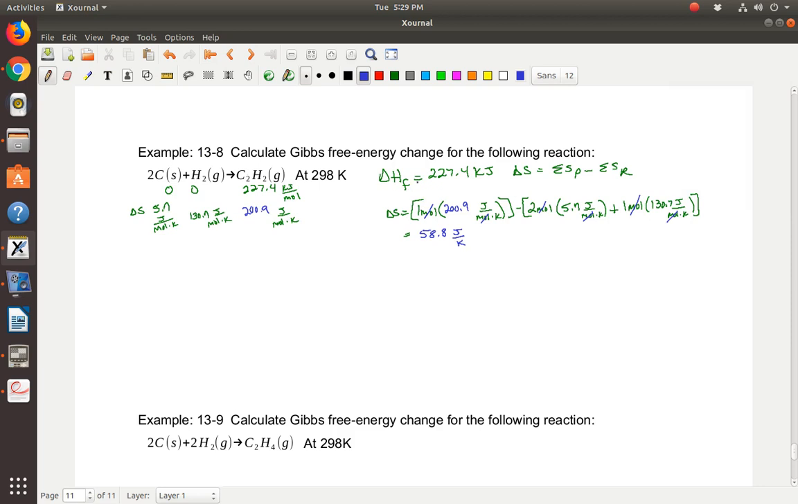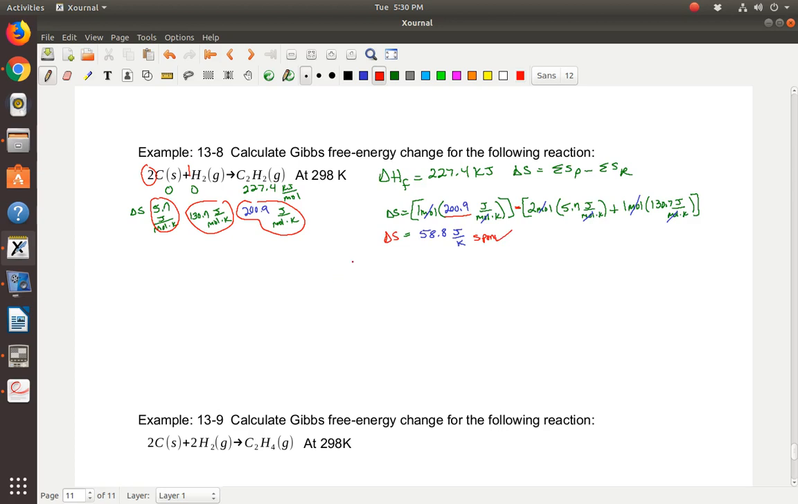I went ahead and the delta H formation is just whatever it is, because these are zeros. Products minus reactants. These are just zeros. So we have 1 mole of the product times its entropy right here, and we have to subtract 2 moles of the reactant times its entropy value, and 1 mole of the hydrogen reactant times its entropy value. And we end up getting 58.8. So delta S is positive, and that's a spontaneous situation.